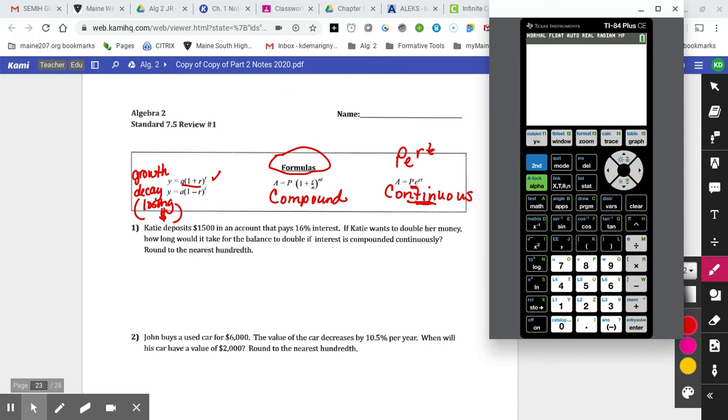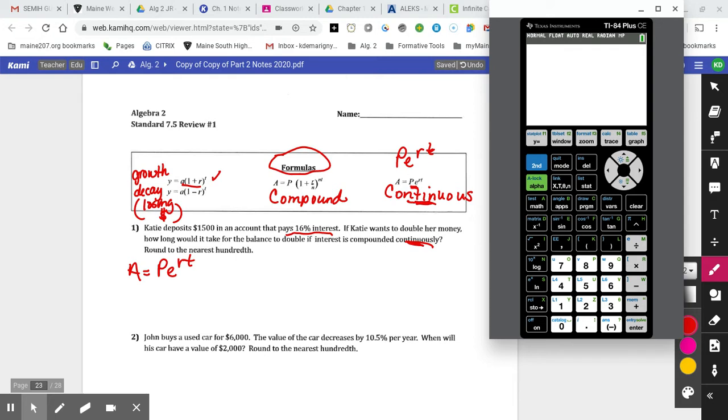So number 1 says Katie deposits $1,500 in an account that pays 16% interest. If Katie wants to double her money, how long would it take for the balance to double if the interest is compounded continuously? Well, that tells me right away that the formula I need to use is this one. Amount is principal, E raised to the RT.